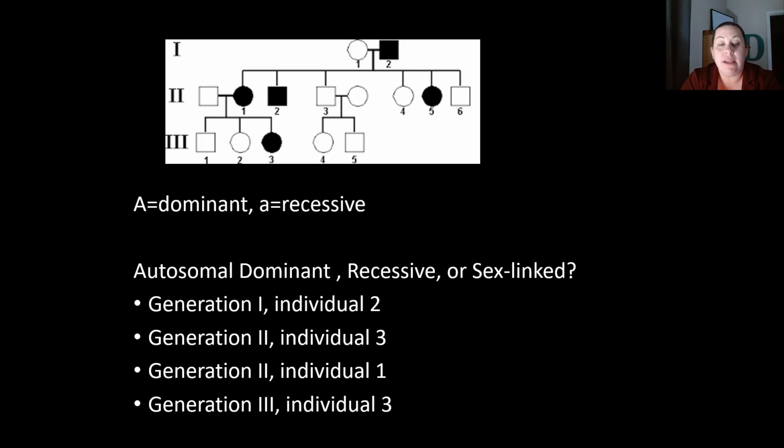Now, if you'll notice, the 1 individual who has it has a parent who has it from generation 2. Okay. Now, if you'll notice, it did not skip a generation. Since it did not skip a generation, this is more than likely an autosomal dominant disorder. Okay. So now that we know that it's dominant, let's look at generation 1 and let's look at individual 2.